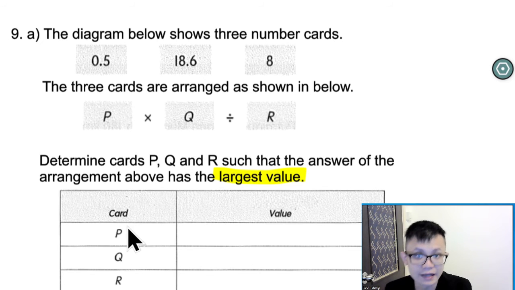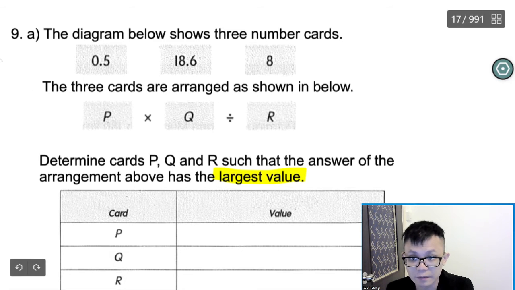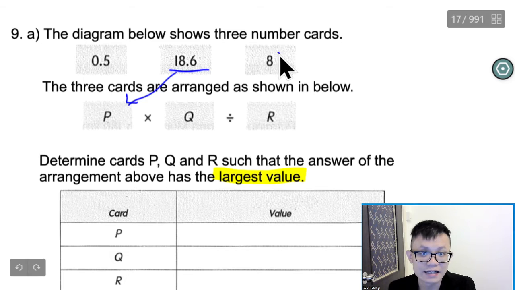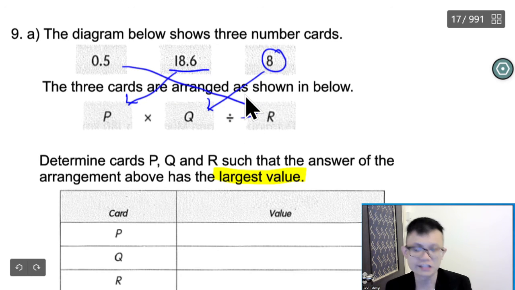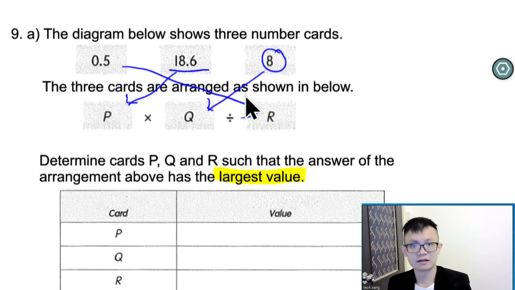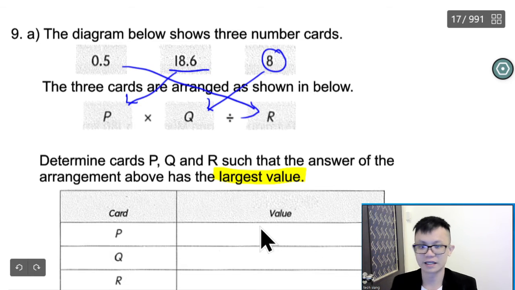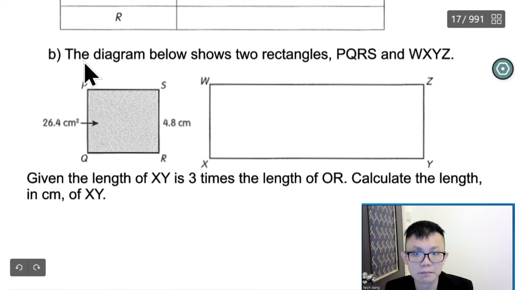So for P, since this is talking about the largest value, I want to take the largest value, which is 18.6. This one, correct, 18.6. So I just want to put it here. Because P is the largest. The second largest will be this one, I will put it here. And the smallest one will be this one, I want to put it here. So there's nothing to do, I just arrange the big number and then divide with the smaller number. So that's the answer.